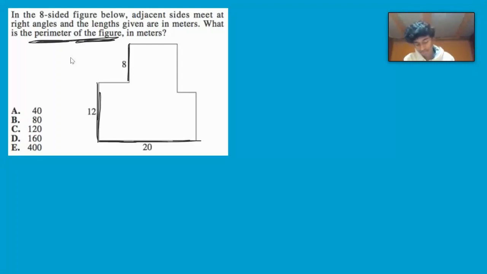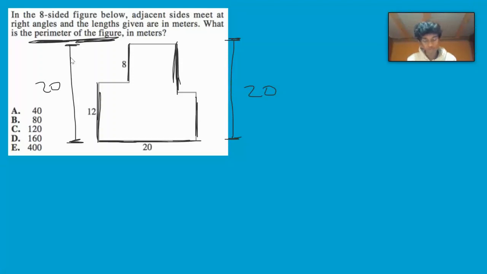Well, we can think about it like this. Similar to the last problem, we can just say that this whole vertical length would just be 12 plus 8, right? So this is just 20. And that means that this whole length is 20 as well. So if this whole length is 20, that means this right here plus that right there must be equal to 20. So we can just say that these two regions are 20. We don't need to know the actual individual lengths of these sides.